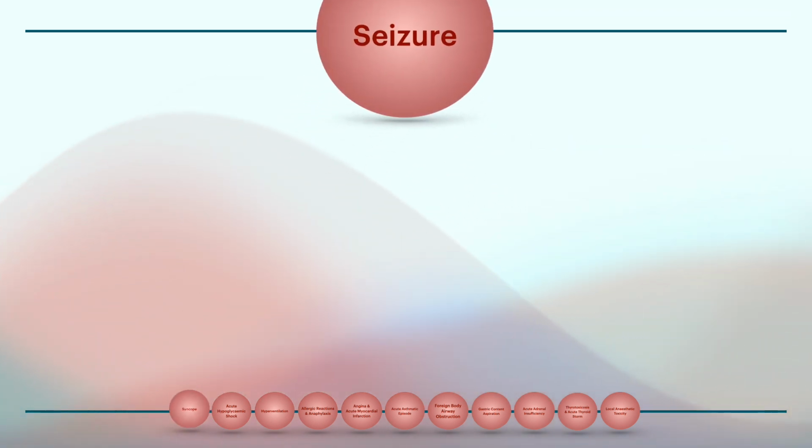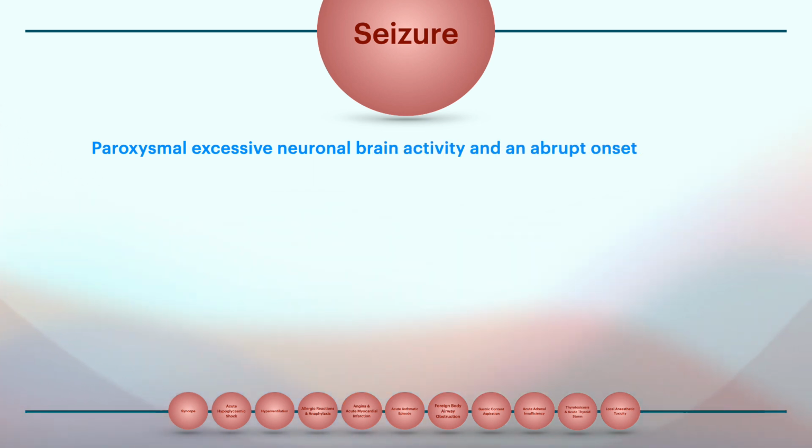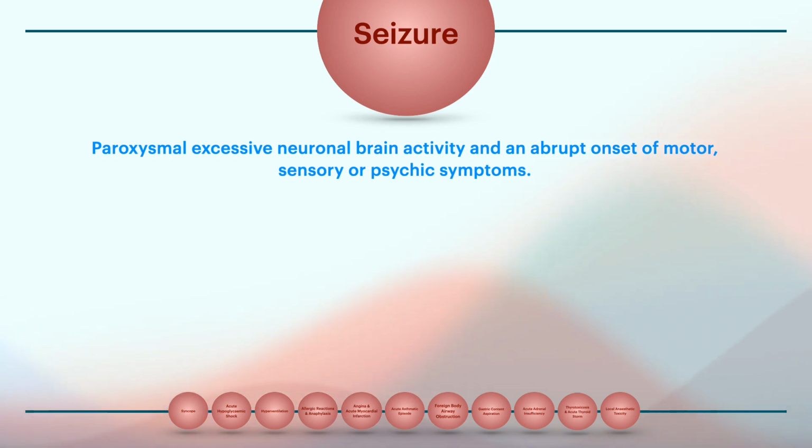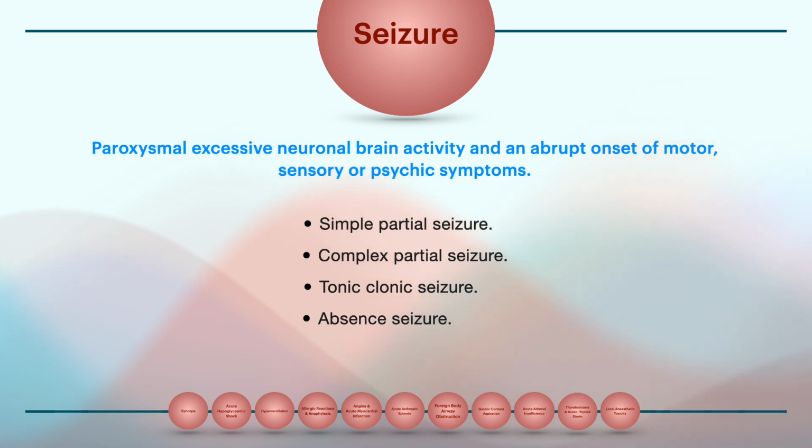Next on the list, seizure. It is characterized by paroxysmal excessive neuronal brain activity and an abrupt onset of motor, sensory or psychic symptoms. The seizures may present as simple partial seizure, complex partial seizure, tonic-clonic seizure, absence seizure, and status epilepticus.